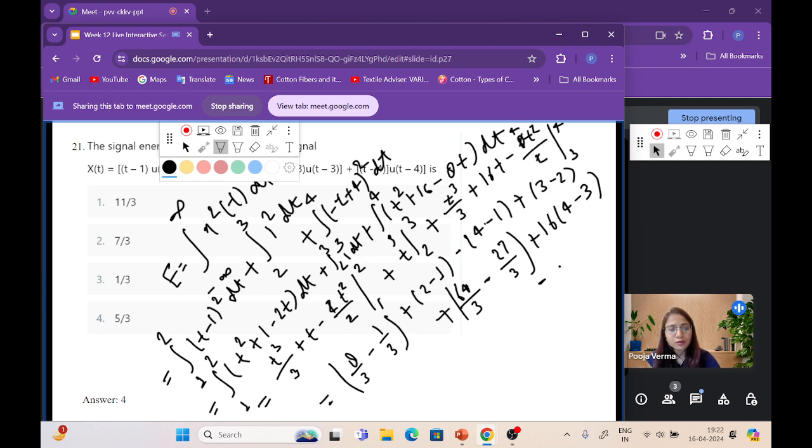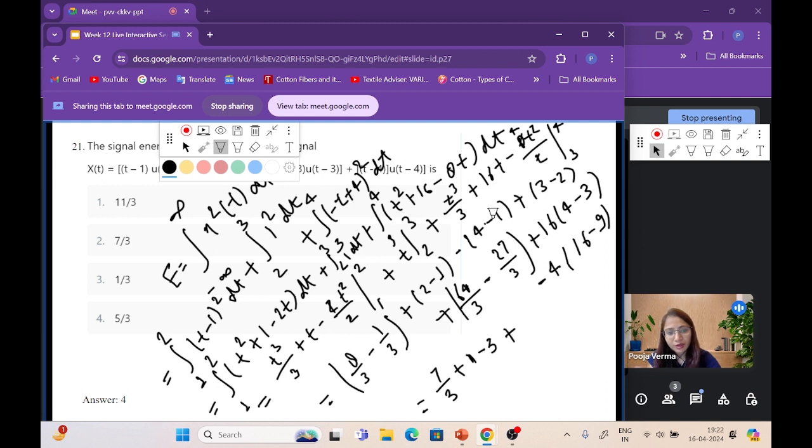So 4 t square, that is 16, 4 square minus 3 square. So 16 minus 9, right? Now what will we get? Here we will get 7 by 3 plus 1 minus 3.